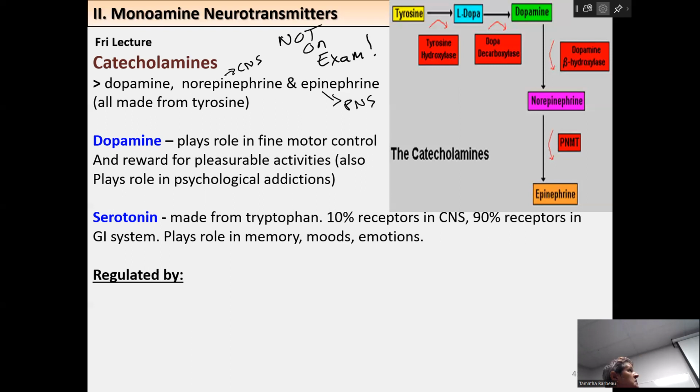Serotonin is also a monoamine neurotransmitter made from a different amino acid, tryptophan, which you find in turkey or warm milk. All right, so serotonin, I've mentioned this, few receptors in the brain and a lot of them in the gut where we still don't know what it's doing. All these are considered monoamine neurotransmitters.